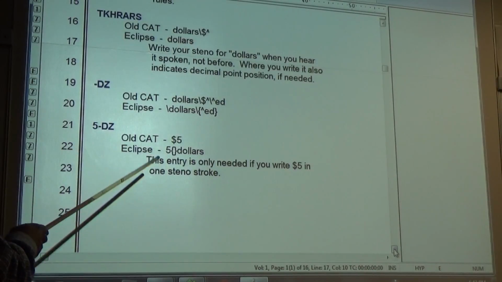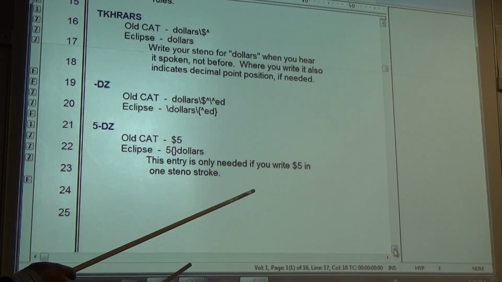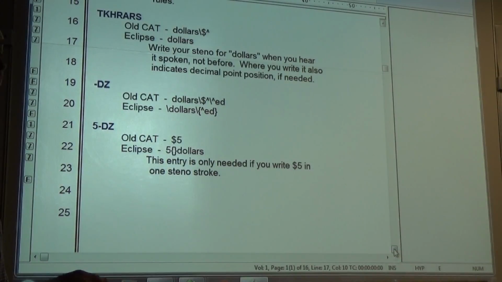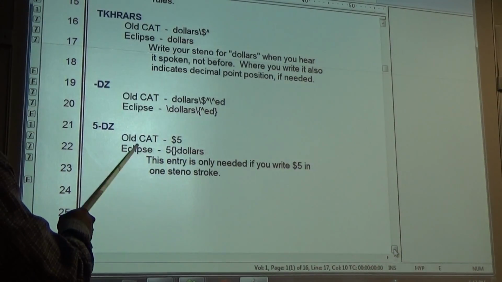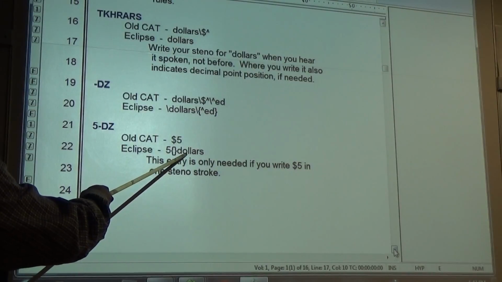So this is the way they do it. So it's 5DZ is the way that they do dollars. I do it 5D. That's the Eclipse way to define it.